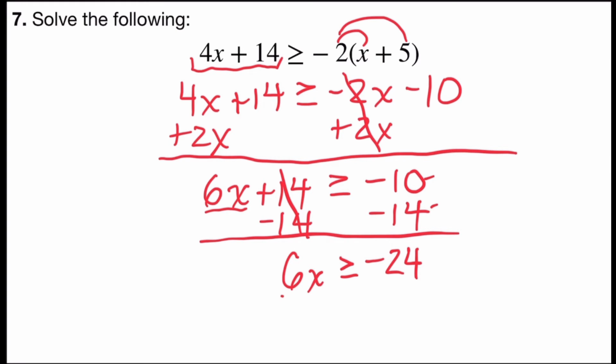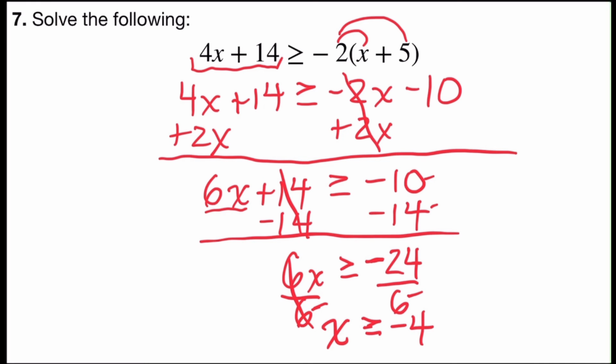Last step would be to divide both sides by 6 in order to make the coefficient equal to 1. Since I'm dividing by a positive value, I'm not going to reverse the inequality symbol. Even though the 24 is negative, I'm not dividing by the negative, and so the inequality symbol remains as a greater than or equal to. So 6 divided by 6 is 1x, and x will be greater than or equal to negative 24 divided by 6 is negative 4. So x is greater than or equal to negative 4 in algebraic form.